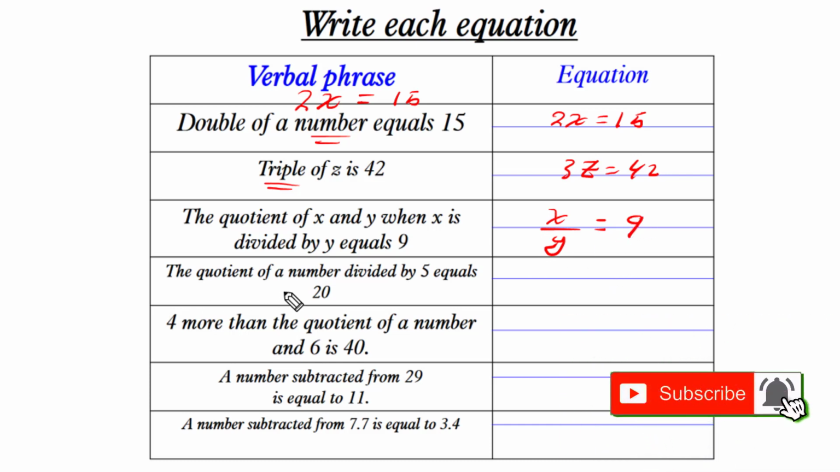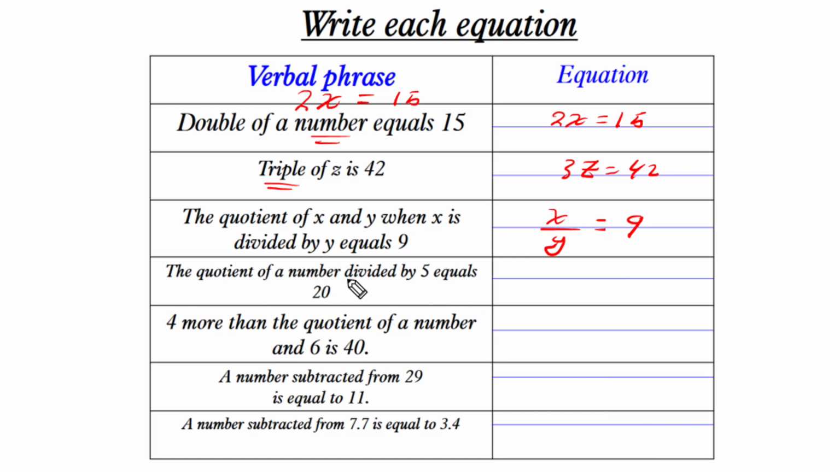Next, the quotient of a number divided by 5 equals 20. If the number here is what? Is x. We can find it as x divided by 5 equals what? Equals 20. We can write it as x over 5 equals 20. It will be the equation.